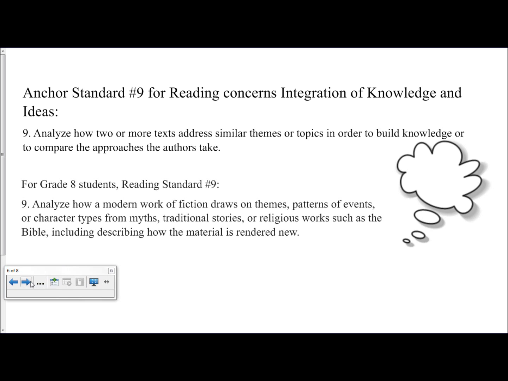The grade 8 expectation for reading standard number 9 is way more detailed. Number 9 states, analyze how a modern work of fiction draws on themes, patterns of events, or character types from myths, traditional stories, or religious works such as the Bible, including describing how the material is rendered new. A lot more to think about. Go ahead and take that double entry journal and jot down your thoughts or wonders, and I'll check back with you and your thinking.